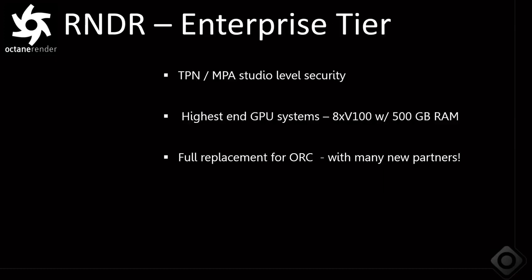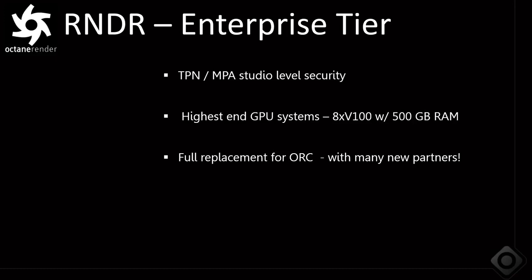On the enterprise tier, we have other things besides security. Because a lot of the enterprise nodes are running on the public cloud, those nodes typically can do crazy things that the average node on Render and the decentralized network doesn't do. It can have 8 V100s, 500 gigs of memory, 8-way NVLink. So, if your job needs that, the enterprise tier is where you need to go.